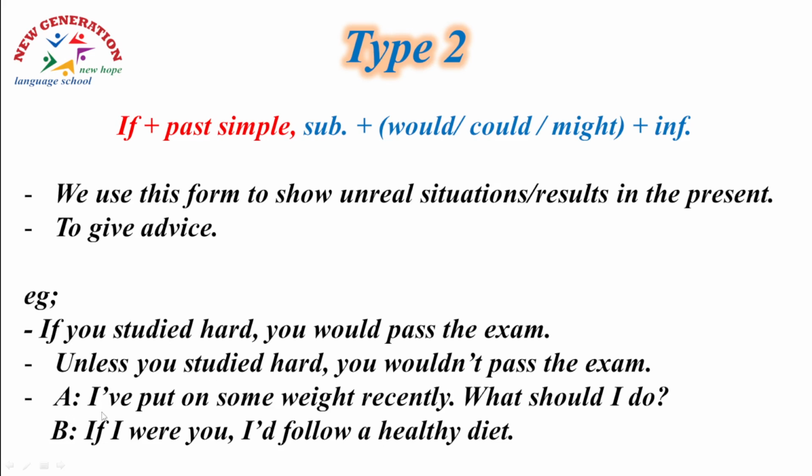The second example, I have put on some weight recently. What should I do? This is someone asking for advice, so I can use this form. If I were you, I would follow a healthy diet. Look here, I said I were, and this is unlike what we are used to. We use I was, we use verb to be as was with singular pronouns, but this is an exception here. We can use were with all the pronouns in the second conditional or conditional type 2.